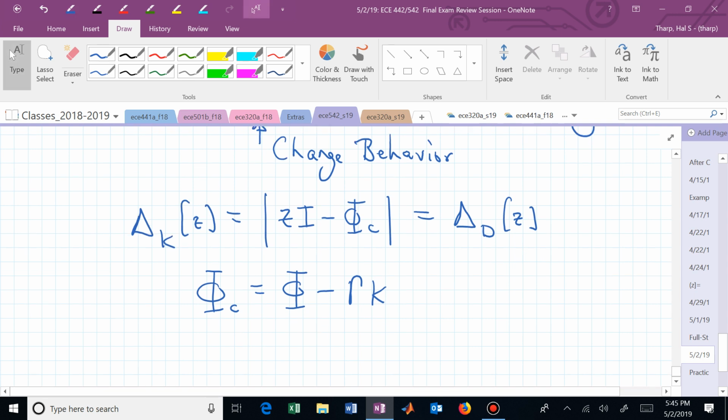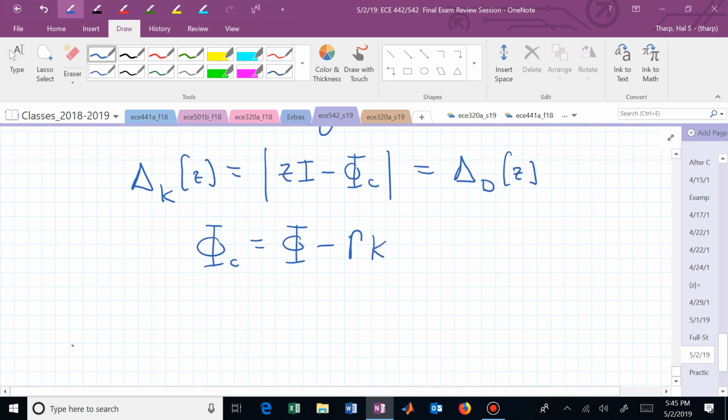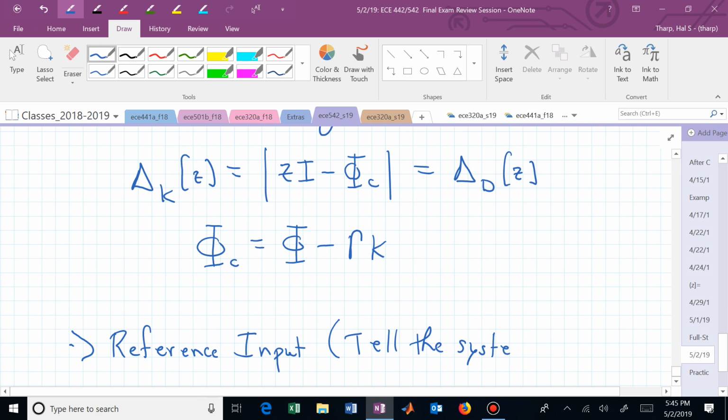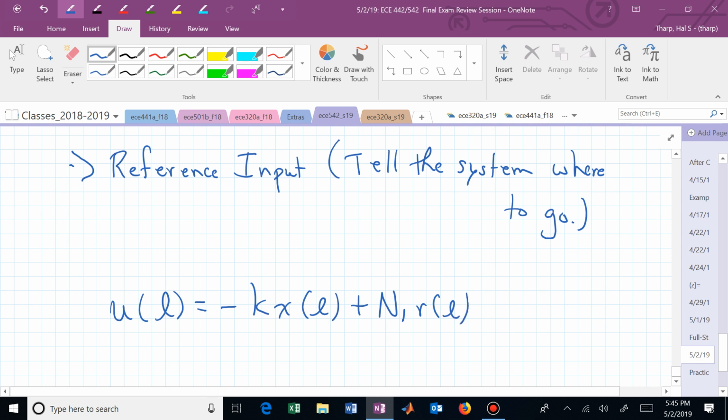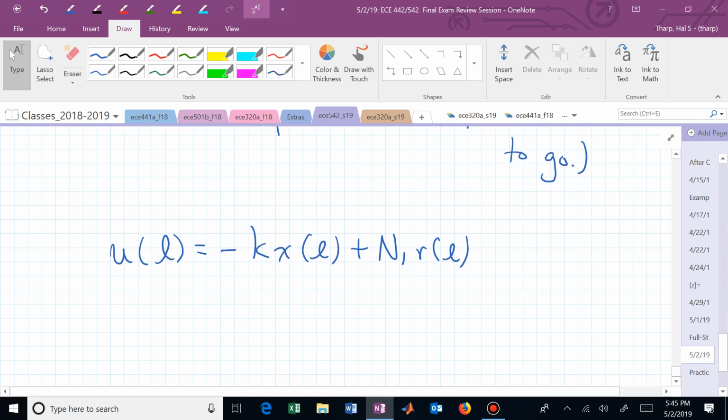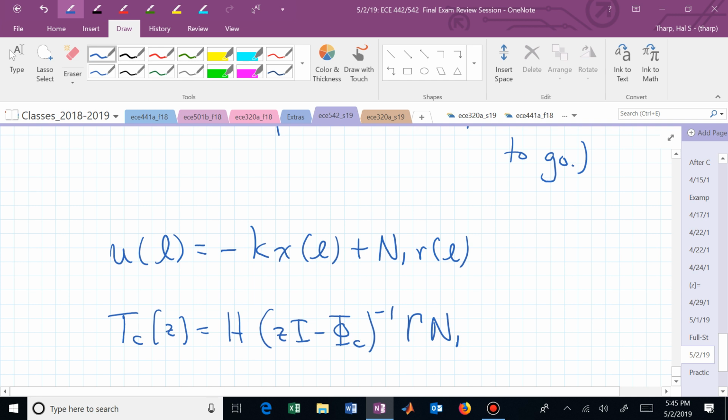The other piece that you will be responsible for with state space design is if you have a non-zero reference input. And with that, you're telling the system where to go. Now u of k, you've enhanced it a little bit by having this non-zero reference input signal. And you can find the closed loop transfer function, which is now H (zI minus phi sub c) inverse gamma N sub 1. And you can use N sub 1 to adjust the DC gain of that transfer function.